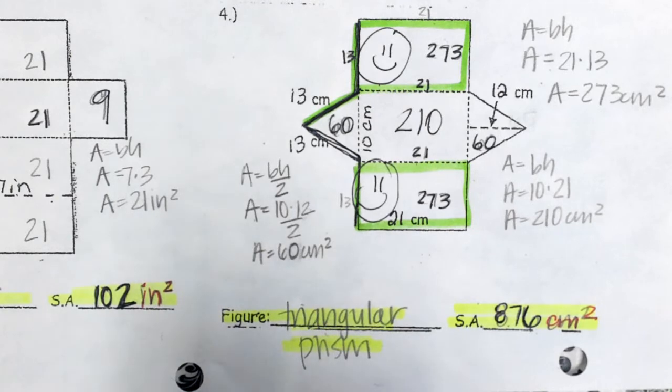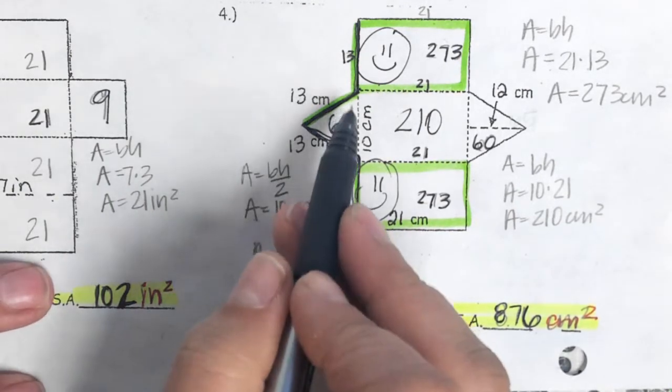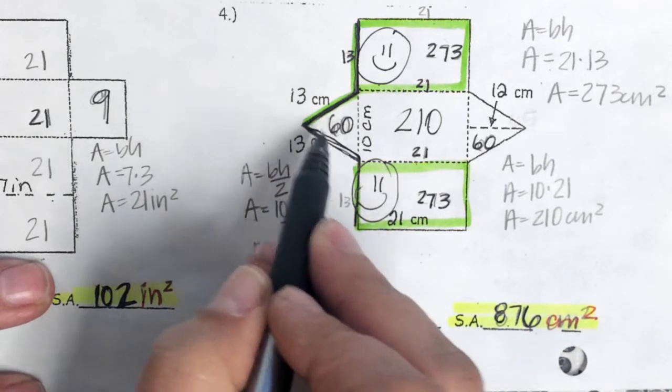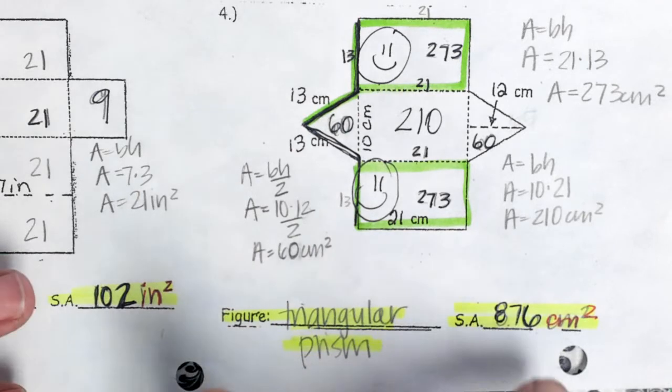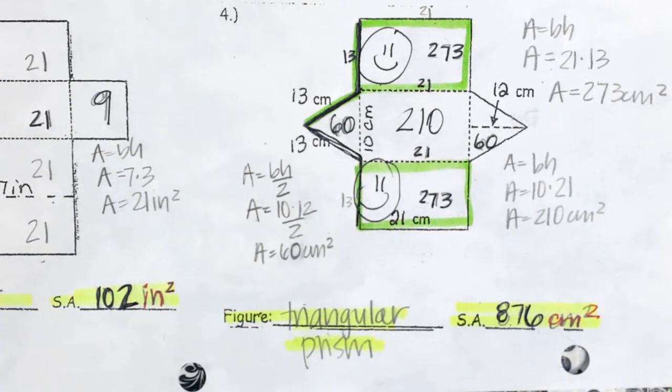They do look very similar, but you have to be careful because this measurement is 10, whereas these are 13. Okay? So 876 centimeters squared should be your answer on that one. All right. Any other questions?